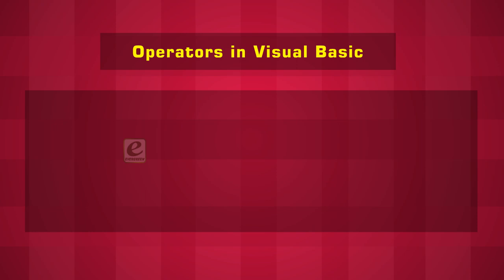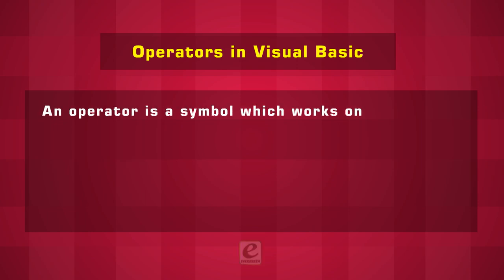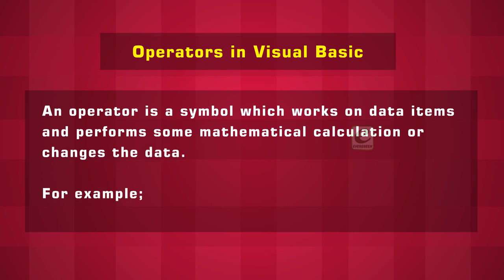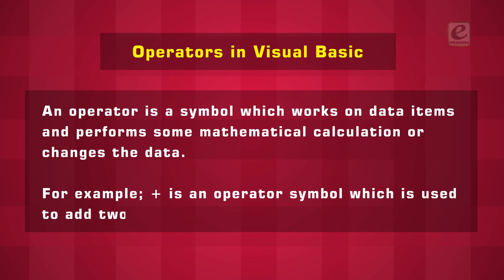Operators in Visual Basic. An operator is a symbol which works on data items and performs some mathematical calculation or changes the data. For example, plus is an operator symbol which is used to add two data items.